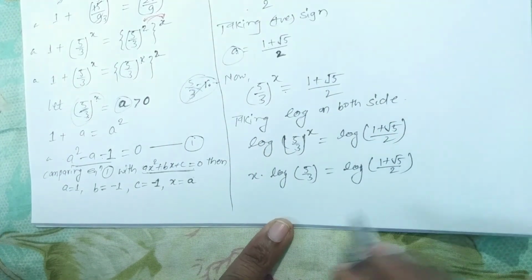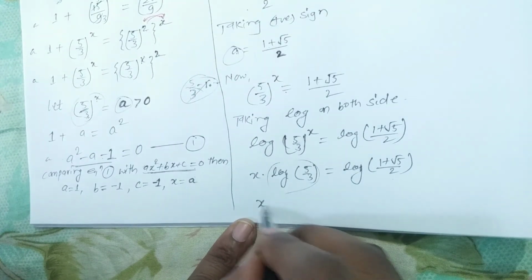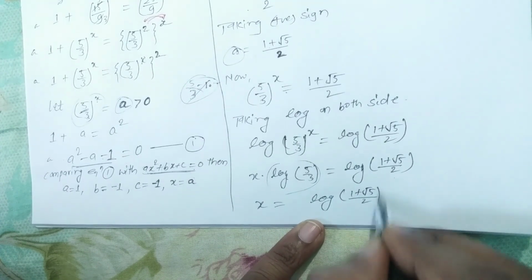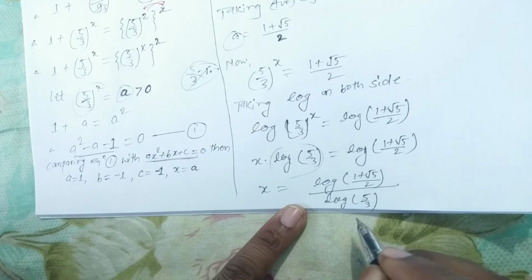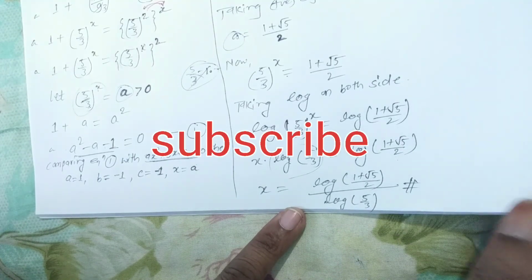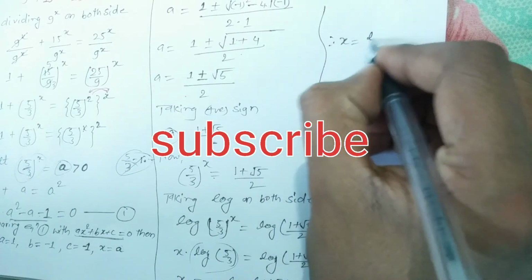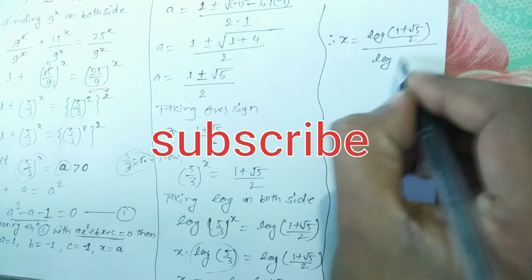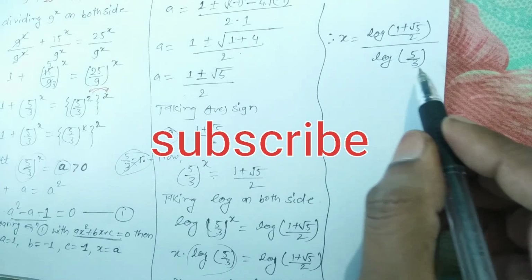Now if we send this natural log of 5/3 to the other side, it will be in the form of division. So x is equal to log of 1 plus square root of 5 divided by 2, and the whole divided by log of 5/3. So this is our answer. In this way we can solve these questions. You can find its value in decimals. So finally we got x is equal to log of 1 plus root 5 by 2 divided by log of 5/3. You can substitute its value and get it in decimals.